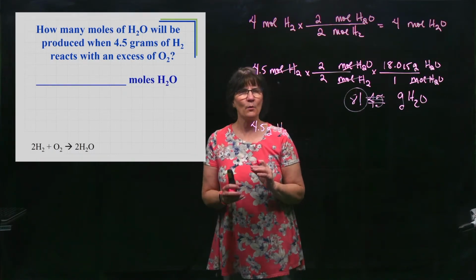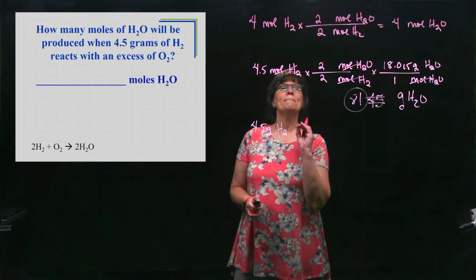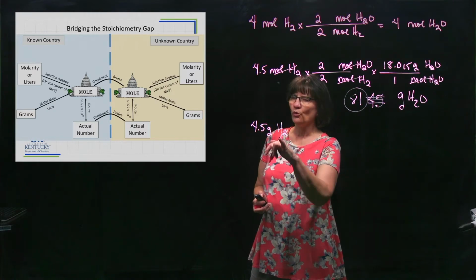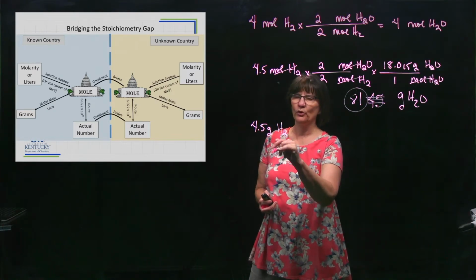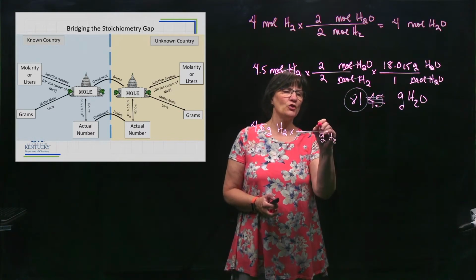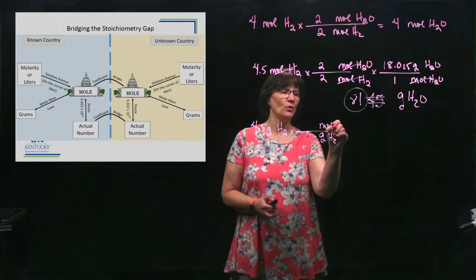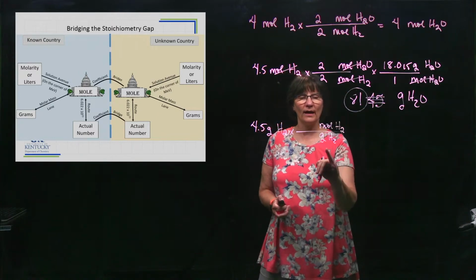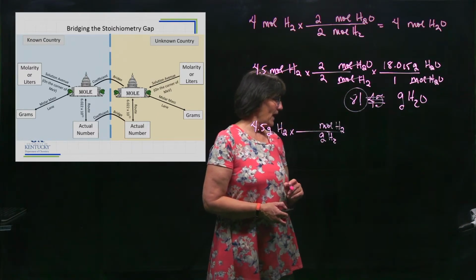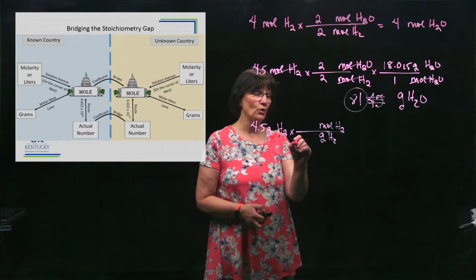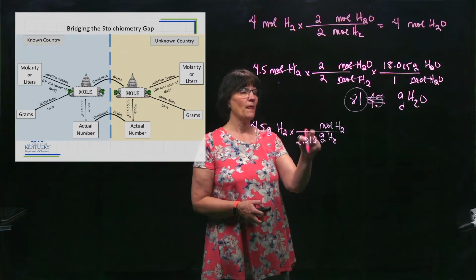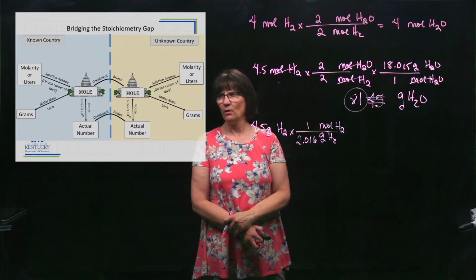Now, the first place I want to go is to moles. Remember, all roads lead into moles. So I'm going to go to moles of my known. We're still in the blue country. So I'm going from grams of H2 to moles of H2. And I go get the periodic table out and determine the molar mass of hydrogen. And the molar mass of hydrogen is 2.016. It goes with the grams, and a 1 goes with the moles.